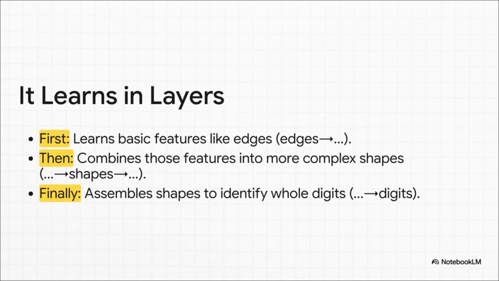The very first layers, they learn to see the simplest things you could imagine: basic edges, lines, and gradients. Then, the next layers take those simple edge maps as their input, and they learn to combine them into more complex shapes, things like corners, curves, and circles. Finally, the last layers assemble those complex shapes to recognize whole objects, like the complete form of a 7 or a 4. It's like it's building a visual vocabulary, from letters to words to full sentences.